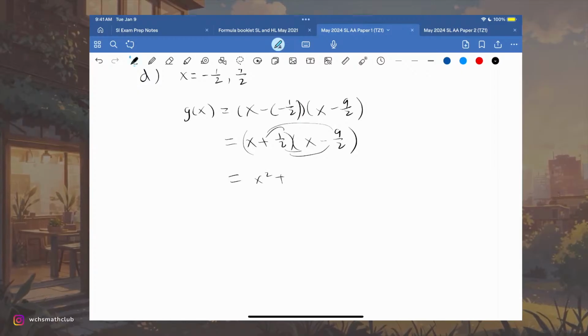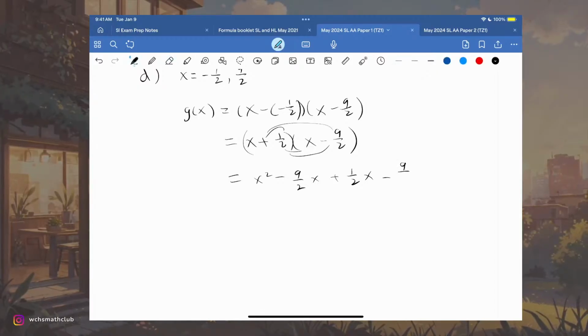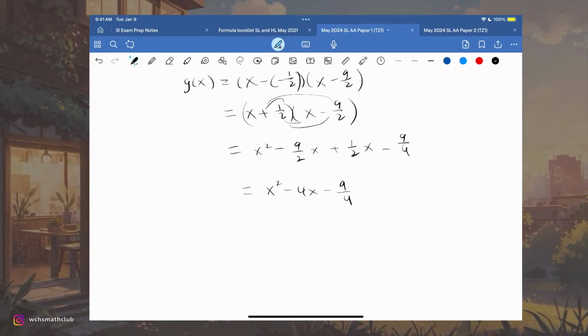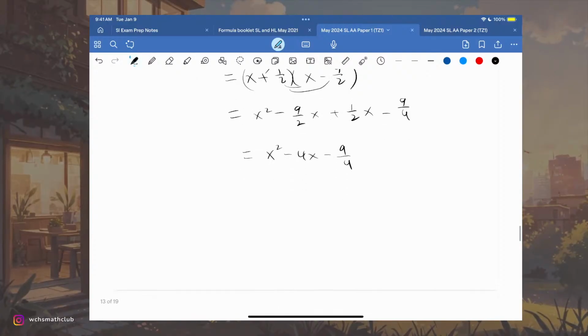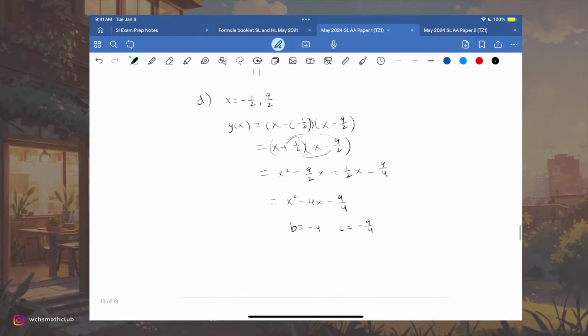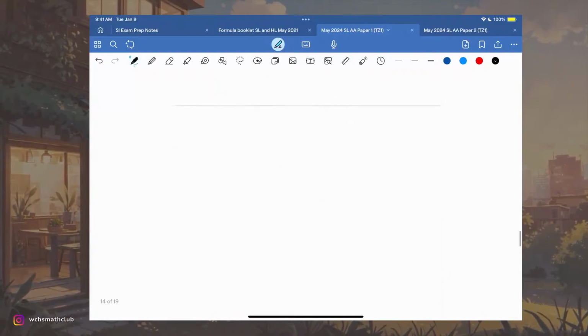x squared minus 9 over 2x plus 1 over 2x minus 9 over 4 equals x squared minus 4x minus 9 over 4. Okay, so b equals negative 4 and c equals negative 9 over 4. And that's our answer for this question. Okay. Part E.